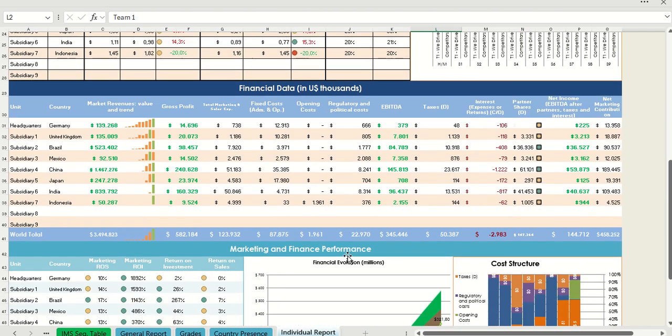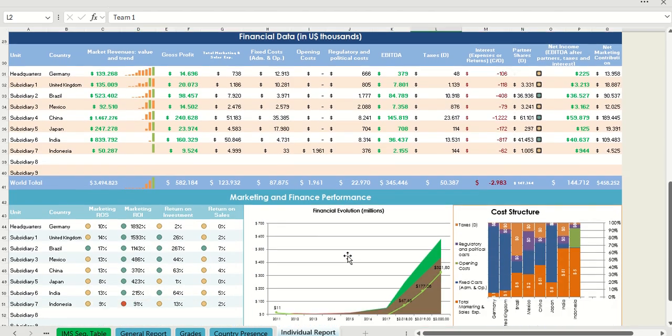And finally, you have here the financial data. So financial data will show you your market revenues and the trend of these revenues. It will show you the gross profit in different regions. So basically the amount of money that you have after paying for the variable and fixed costs, for the variable cost and also for paying for the drivers. For instance, here they are receiving $240 million in China.